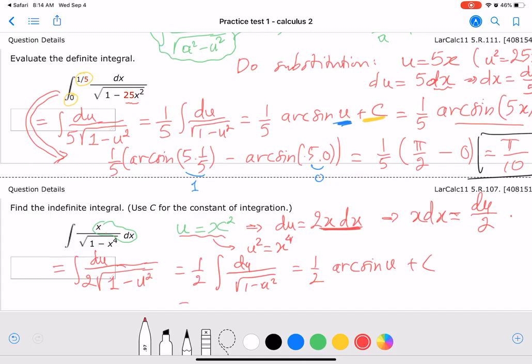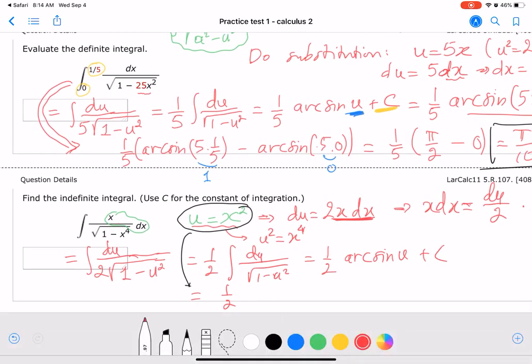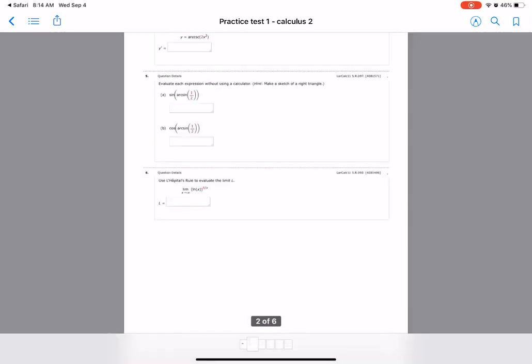And then now we plug the substitution back here. So we plug this guy back here. We get the final answer: 1/2 arctanh of u, where u is x squared, plus c. Done. Okay, let's move to the next page.